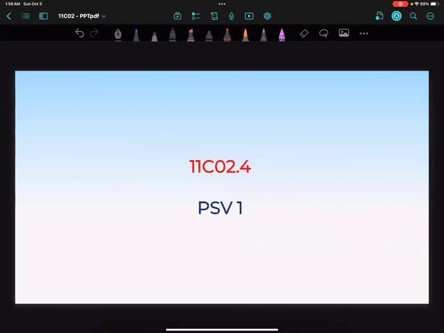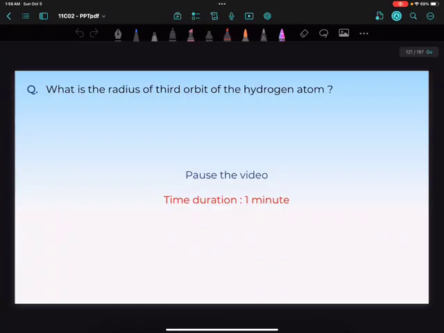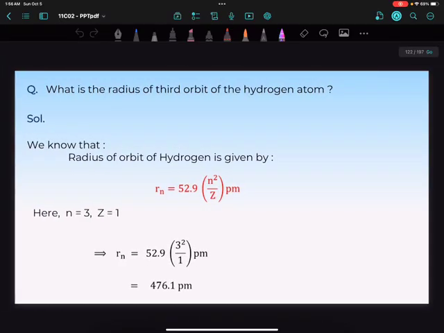Okay, so let's solve this question. What is the radius of the third orbit of a hydrogen atom? Here they have given Rn is equal to 52.9 into n square by Z. So Rn is equal to 52.9 into 3 square by 1, which comes to 476.1.